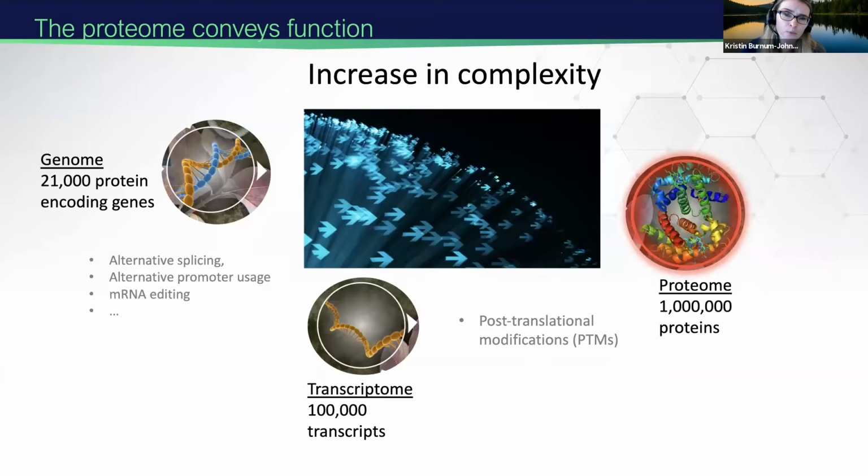It's important for us to build our predictions and pathways based on proteomics as you move from the genome to the transcriptome to the proteome. As many of us are aware, there's an increase in complexity. If you look at the examples highlighted on this slide, if you start with 21,000 protein-encoding genes, then there is alternative splicing, alternative promoter usage, and messenger RNA editing. So now you have 100,000 transcripts. Then you add on post-translational modifications, and now you could be looking at 1 million proteins.